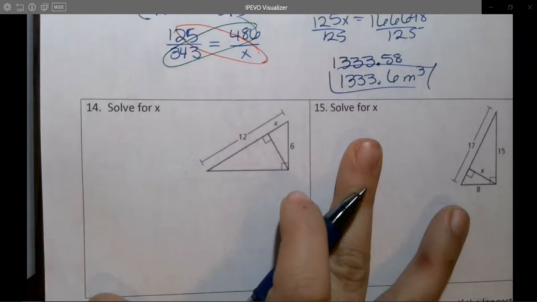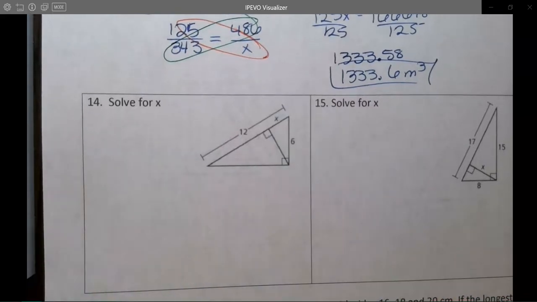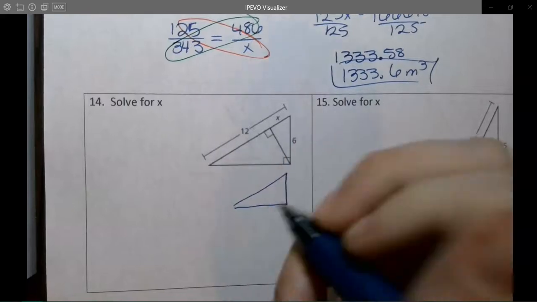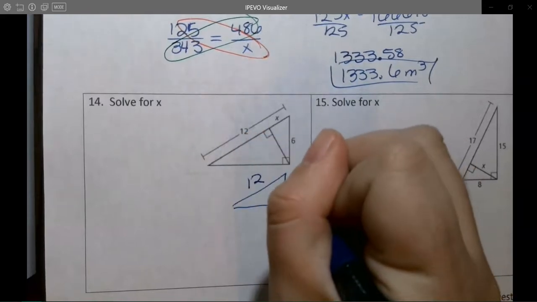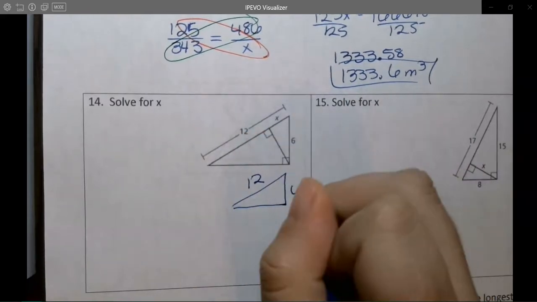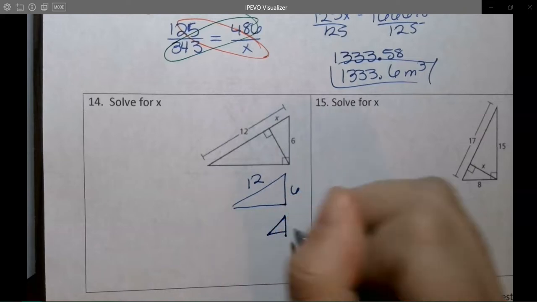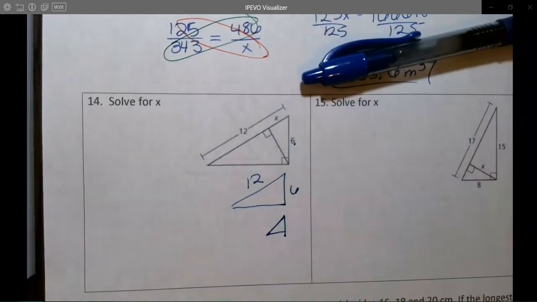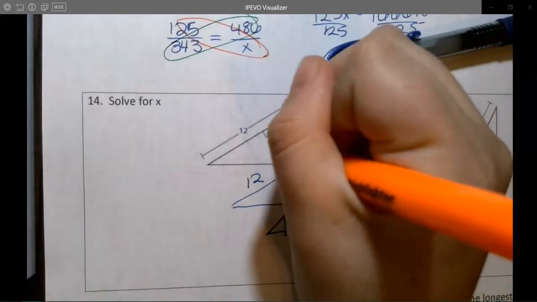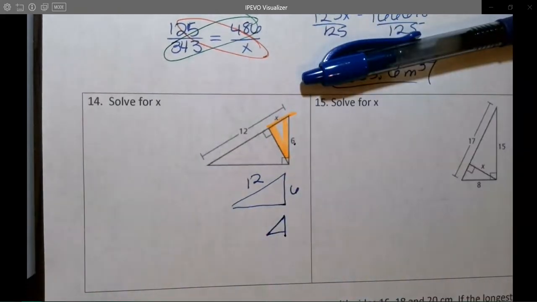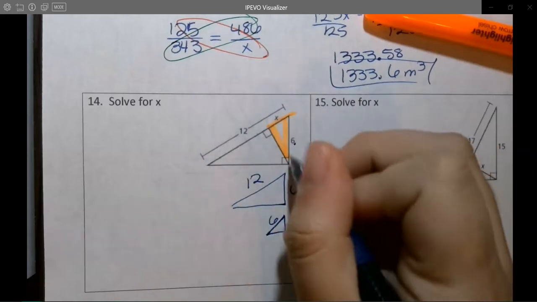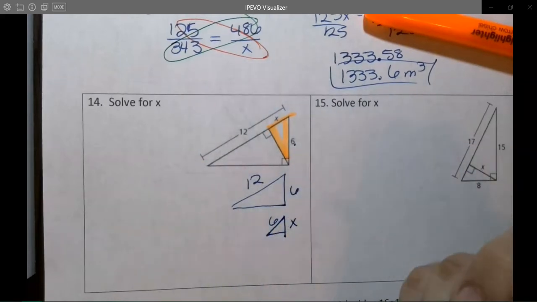Numbers 14 and 15 are solving right triangles. So I'm going to break this up into smaller triangles. I have this giant one that had 12 and 6, and then I have this smaller one on the inside. I can see if I'm just focusing on the smaller one right here, my hypotenuse, my longest side, is the 6, and my up and down side length is x, my shortest side.